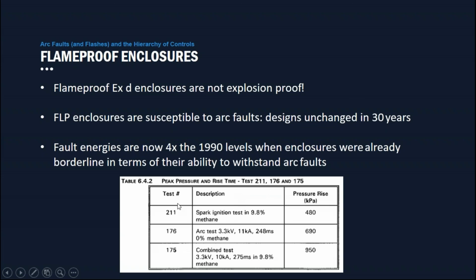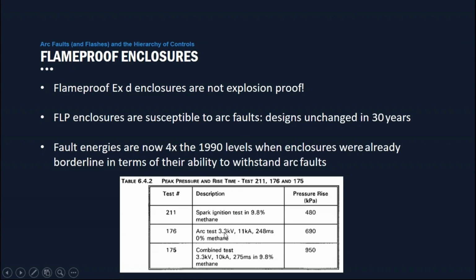So again, this work is taken from Ken Byers in 1990. Test number 211 had a spark ignition test in 9.8% methane and gave a pressure rise of 480 kPa inside the enclosure. And that's what a flame-proof enclosure is designed to withstand.